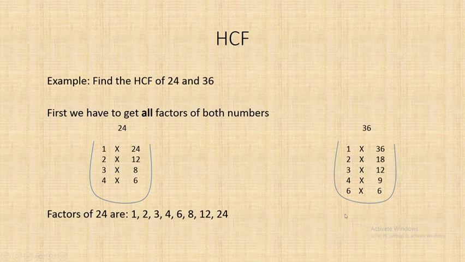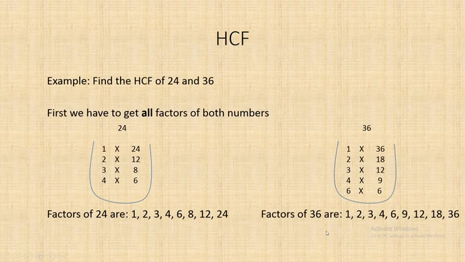So close the plate and start to list the factors of 36. So it's 1, 2, 3, 4, 6. And don't forget, we never repeat factors, so we will not say 6 again. We will continue. After 6, 9, 12, 18, 36. Okay, so we got the factors of 24 and 36.